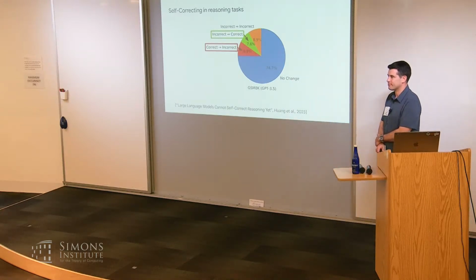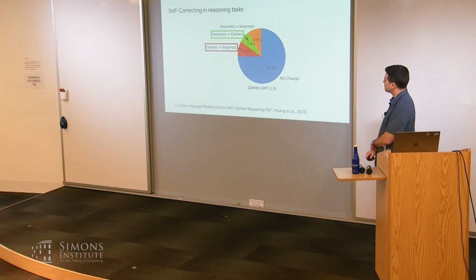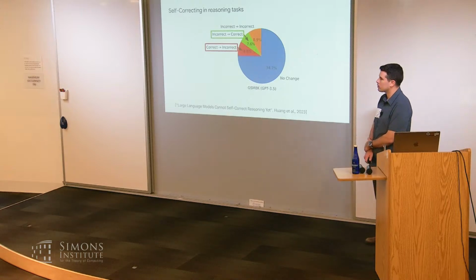Of that blue region, does the brown region that says incorrect to incorrect also include all the cases where the incorrect solution was not changed, or were those only in the blue region? So you could divide that blue region into those that are correct and stay correct, and those that are incorrect and stay incorrect.